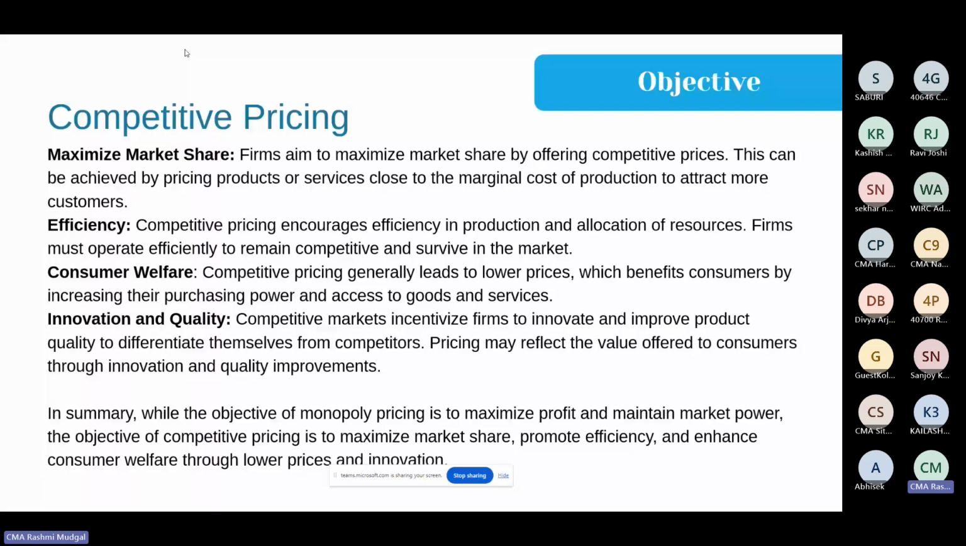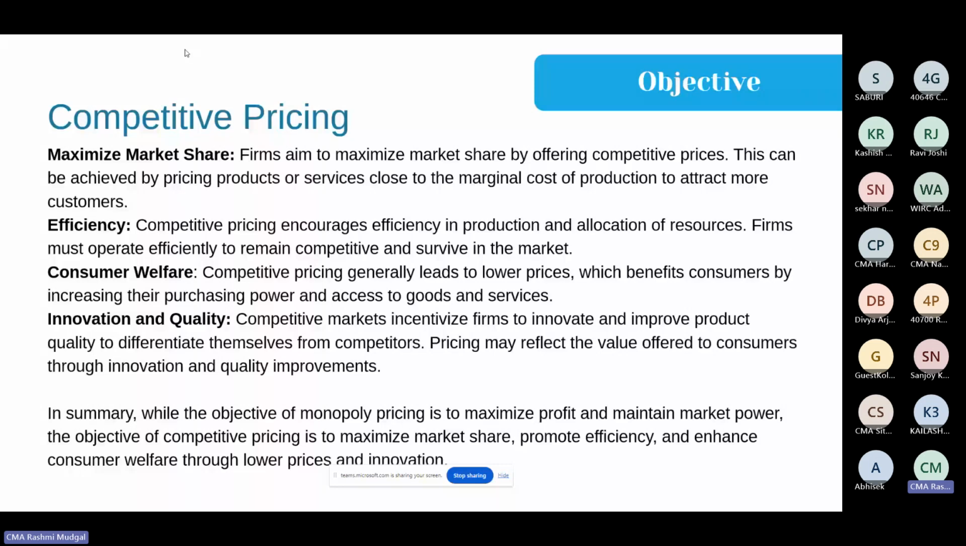Efficiency is also there. I want to lower my cost because there is no one who is going to pay a premium. Competitive pricing encourages efficiency in production and allocation of resources. A firm must operate efficiently to remain competitive and survive in the market. Customer welfare is utmost important. Purchasing power and access to goods and services are always a good window for the customer. Competitive prices generally lead to lower prices.